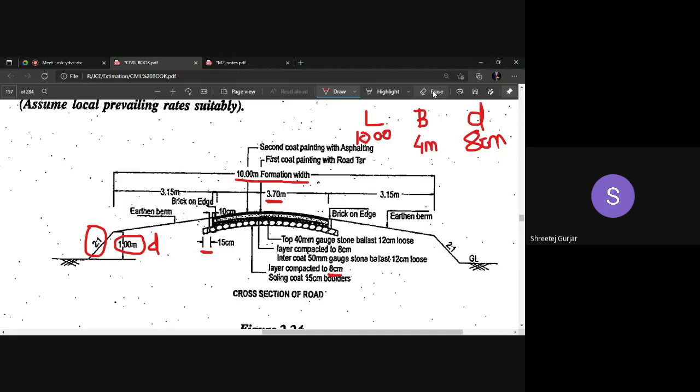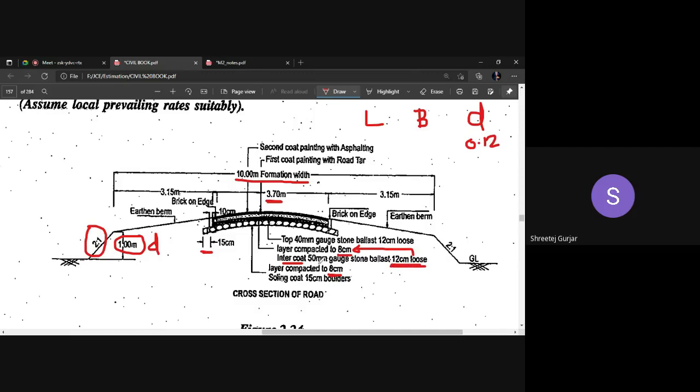Next, moving on, on top of the soling, what is provided? The inner layer, this dark color layer, compacted to 8 centimeters. So this is also 8 centimeters in thickness. We call that the inner coat. It is 12 centimeters in loose condition, and then it is compacted to 8 centimeters. Here they have mentioned it clearly in this layer, but for the bottom layer they have not. So the depth you have to take is 0.12, clearly mentioned as loose.